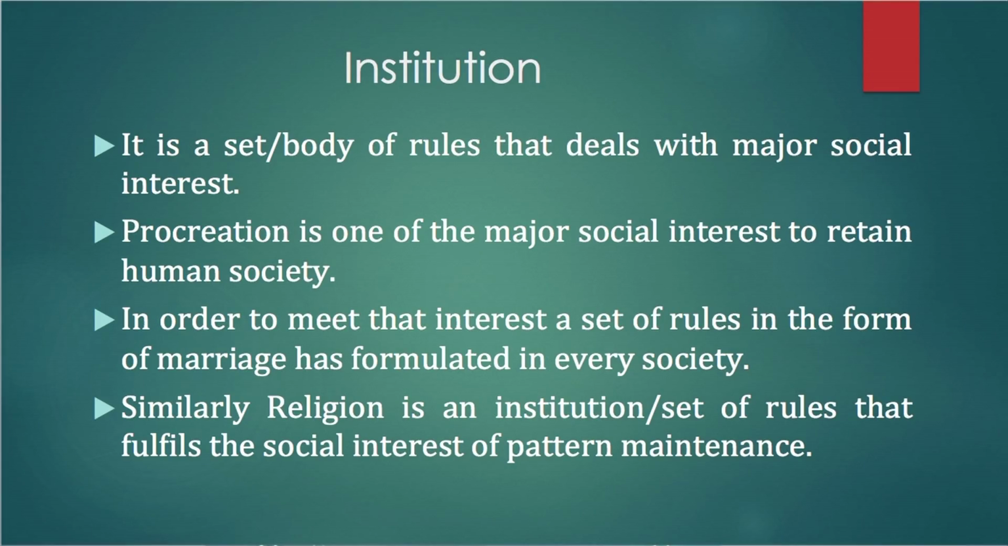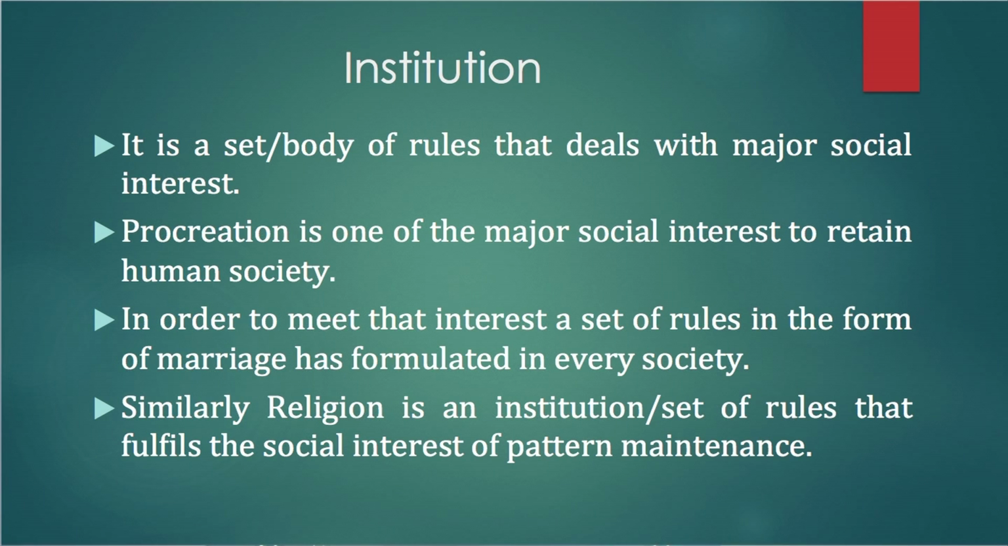Now, let us try to understand what is an institution. It is a set or body of rules that deals with the major social interest. For example, procreation is one of the major social interests to retain human society. But in order to meet that interest, a set of rules in the form of marriage has been formulated in every society.